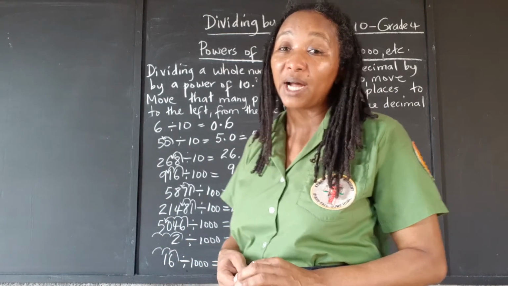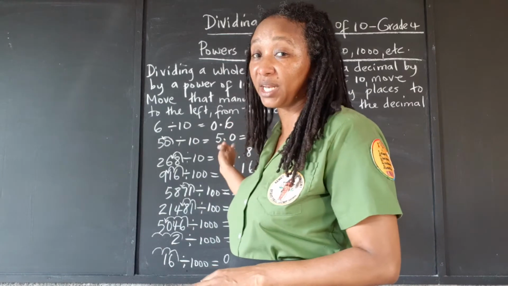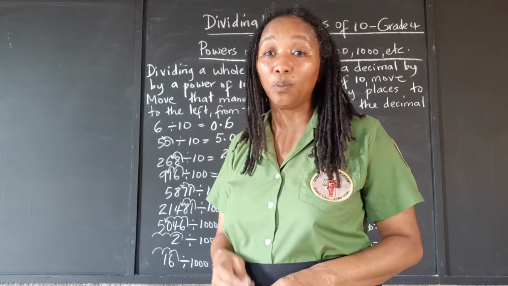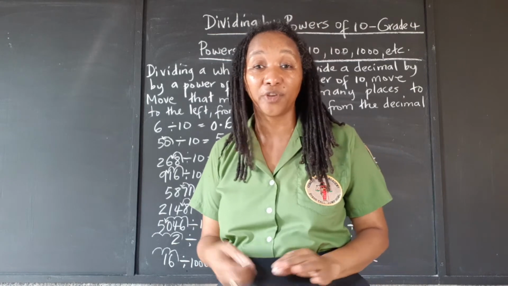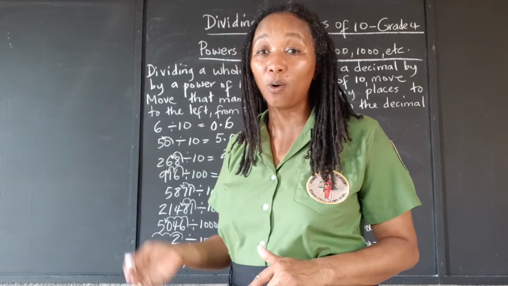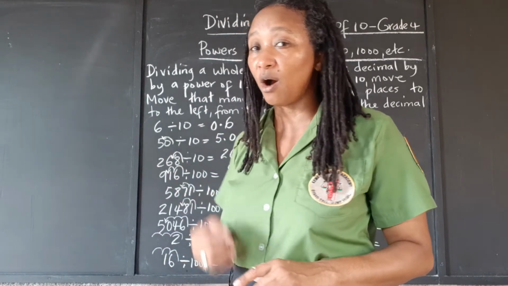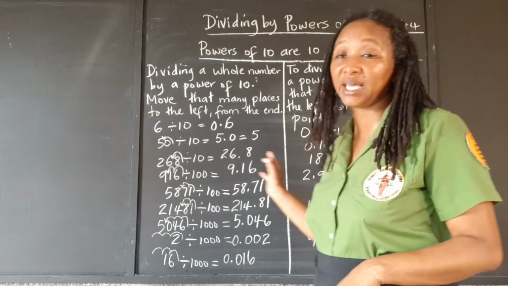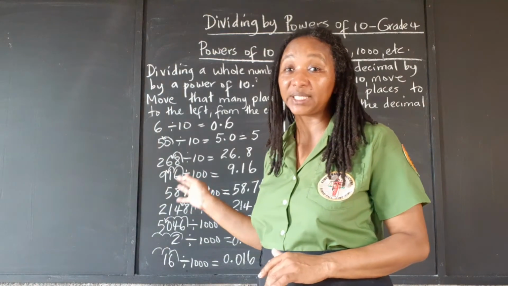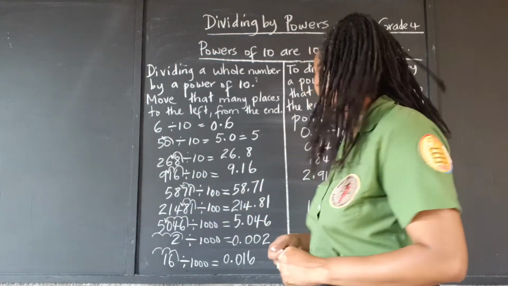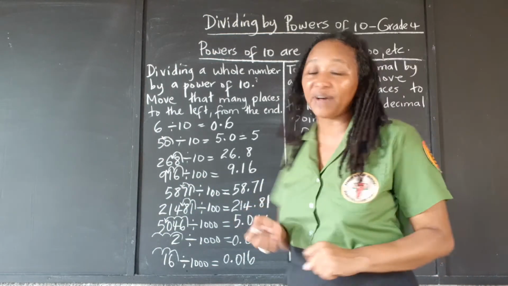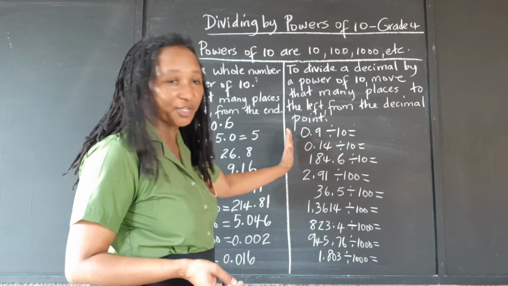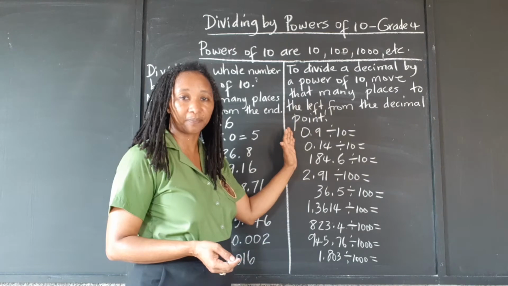So the zeros are very important, especially here when we're dividing by powers of 10. You must understand the significance of your zeros as placeholders. They're always coming in handy, but especially in division of decimals, we see them in action, right? So now we're dividing actual decimals. We're starting out with decimals.